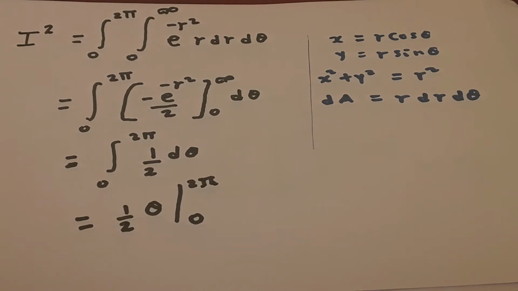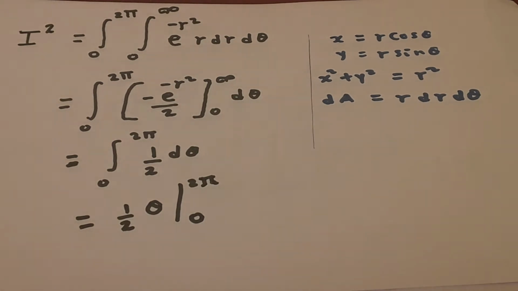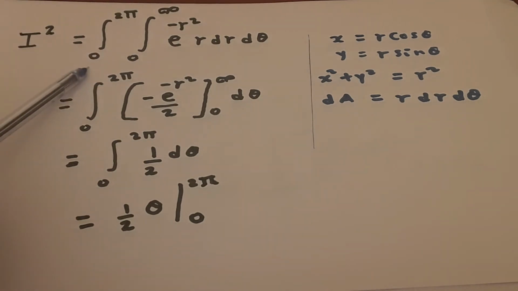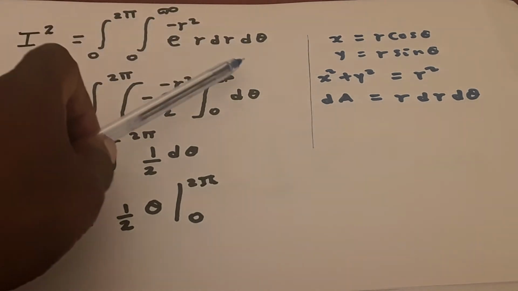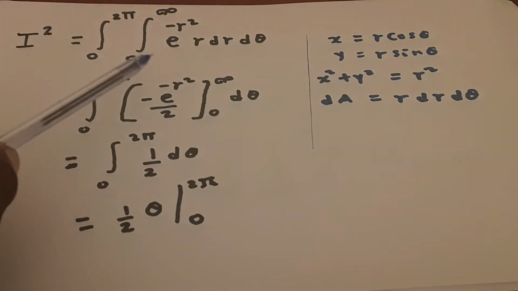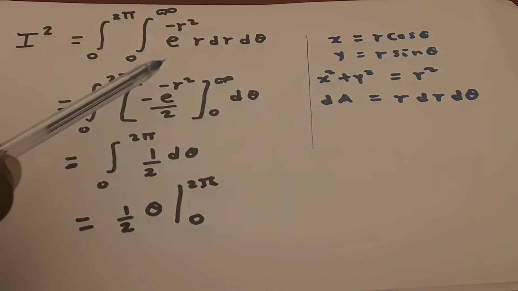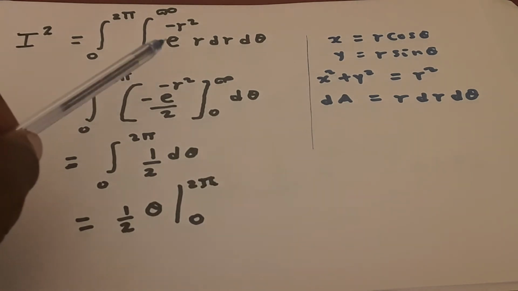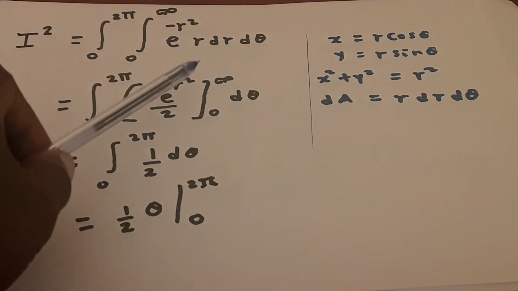Again, for the theta angle, because we assume the whole xy plane, theta is one rotation from 0 to 2 pi. That's why, instead of from minus infinity to infinity, we use this polar coordinate system from 0 to 2 pi. That is the theta range. Again, the r range is from 0 up to infinity. So we have e to the minus r squared r dr d theta.